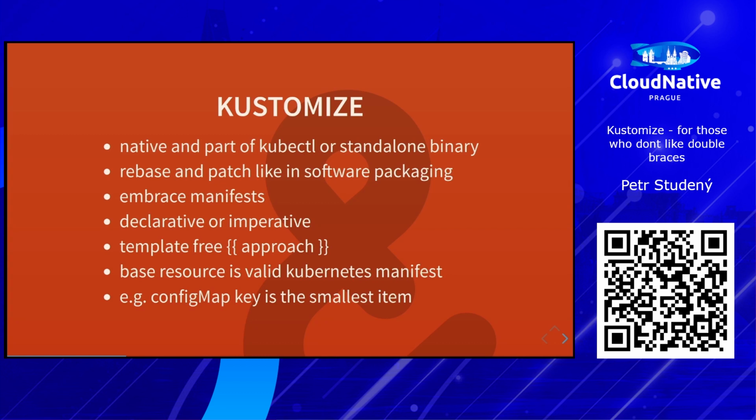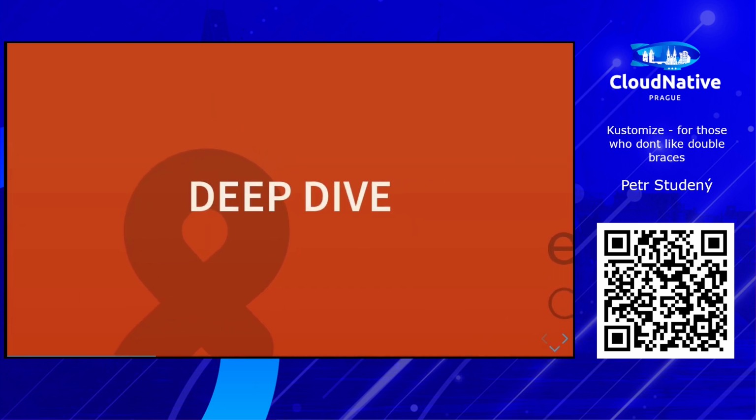And the disadvantage of Kustomize is that a config map key, for example, is the smallest item that you can change. You can't create the configuration tree of the config map using Kustomize. It can't modify such fields. Okay, so that was for the scratch.